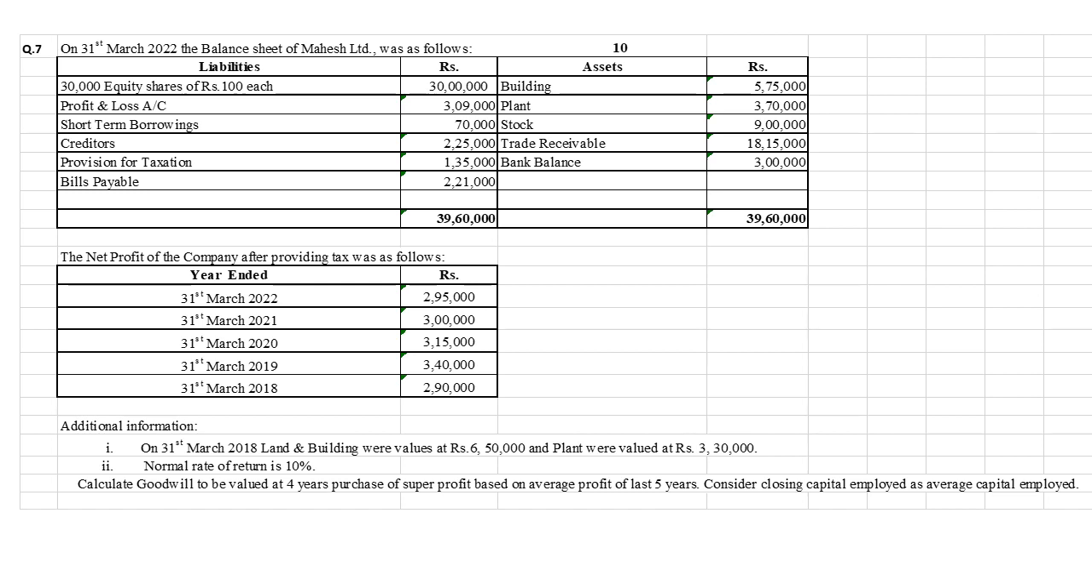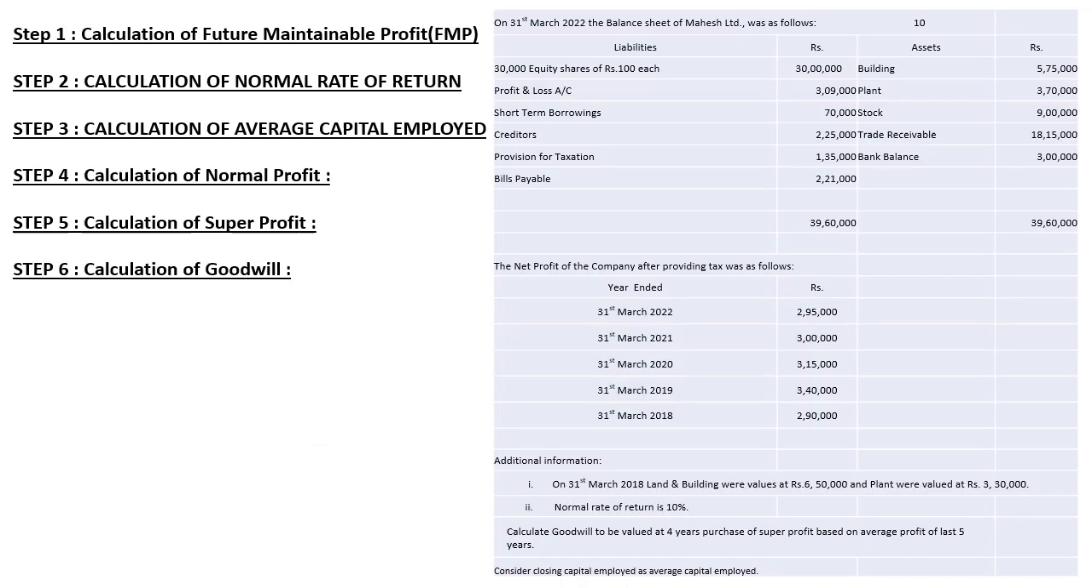And plant also is 3,30,000. Normal rate of return is 10%. Calculate goodwill to be valued at 4 years purchase. So you have to take the goodwill at the value of 4-year purchase of super profit based on average profit of the last 5 years. Consider closing capital employed as average capital employed. Okay, so let's see the solution.